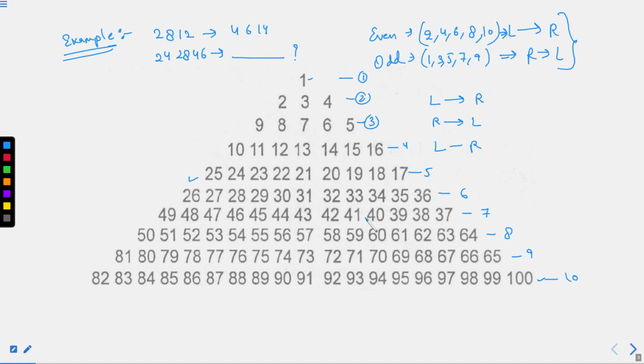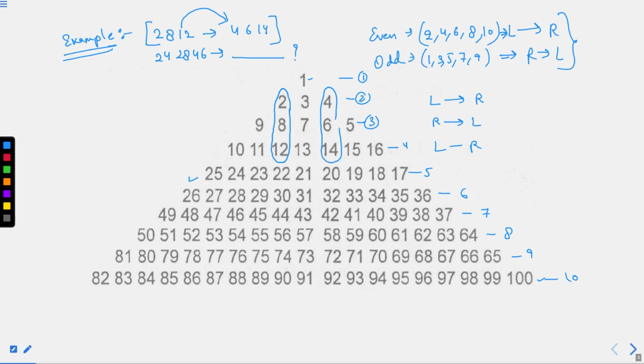What you are supposed to do, as I always told you in the previous chapters also, is first look at the question part and see how this number is converted into this number. We need to find the relation between them. As soon as you figure out how 2, 8, 12 converted into 4, 6, 14, you have to check. For that, you can directly refer to the pyramid itself. The number is 2, 8, 12. If you look at 2, 8, 12, we are getting this, and this is converted into 4, 6, 14. That is this.